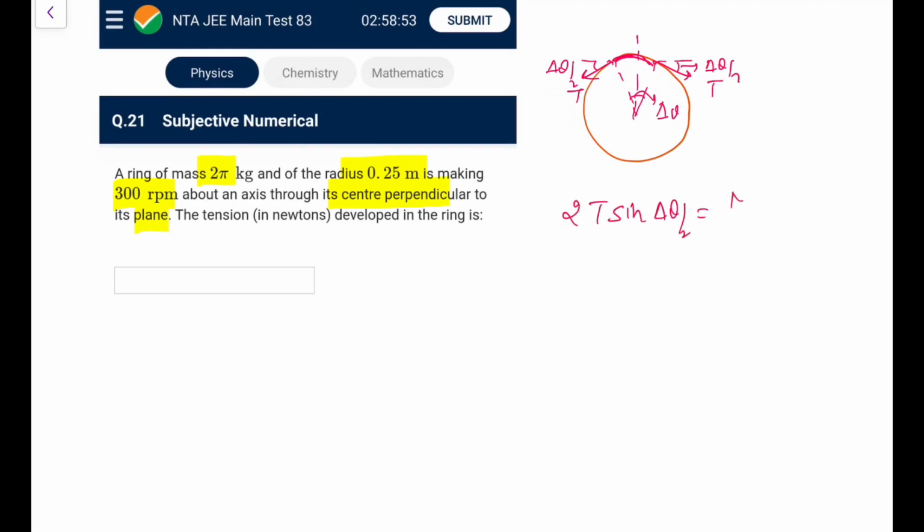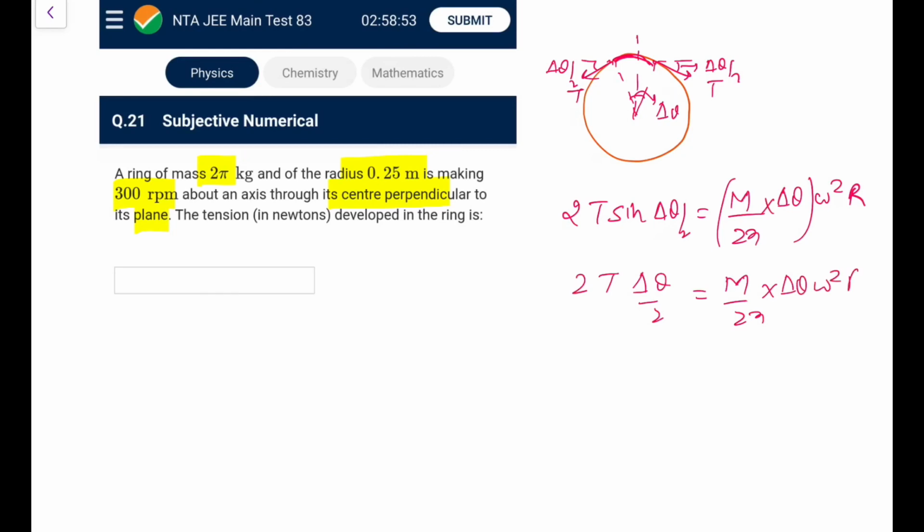The m of this section would be total m upon the total angle 2 pi, this angle is delta theta, into omega square r. And because the angle is very small, we write sine theta as theta. So this becomes 2T delta theta by 2 is m upon 2 pi into delta theta omega square r. This cancels, this cancels. So tension is m upon 2 pi, that is 1.